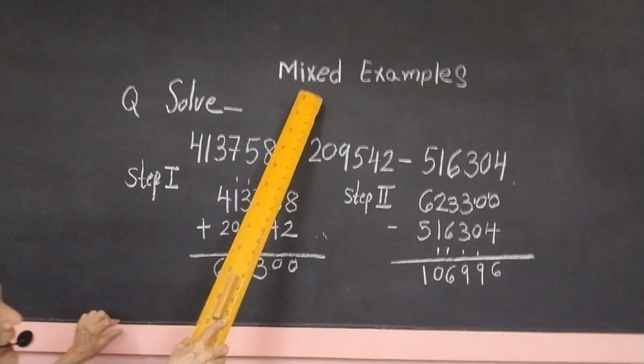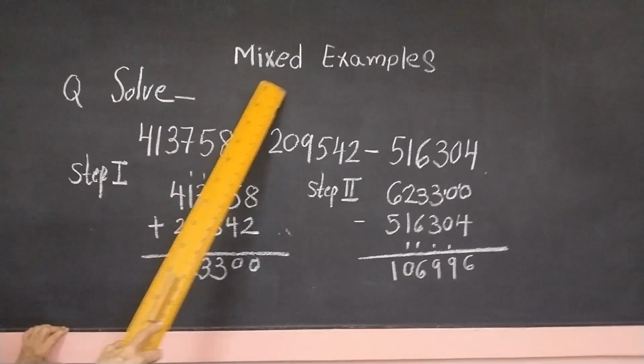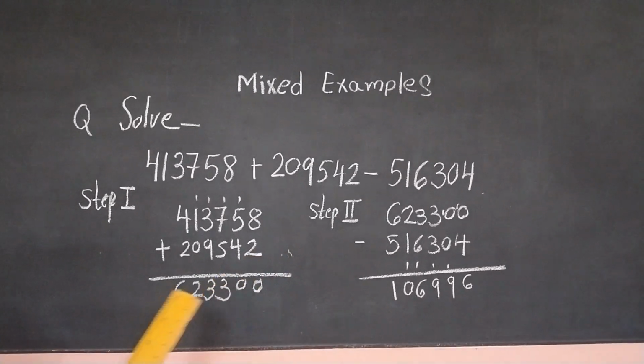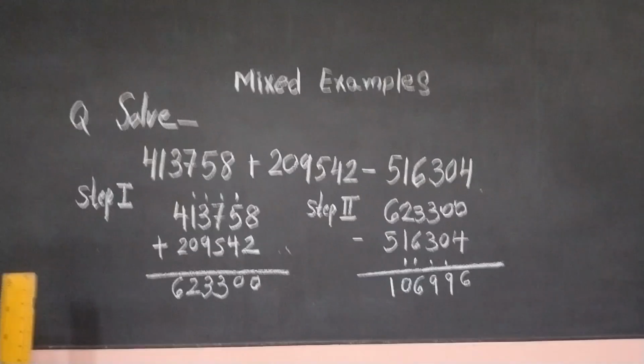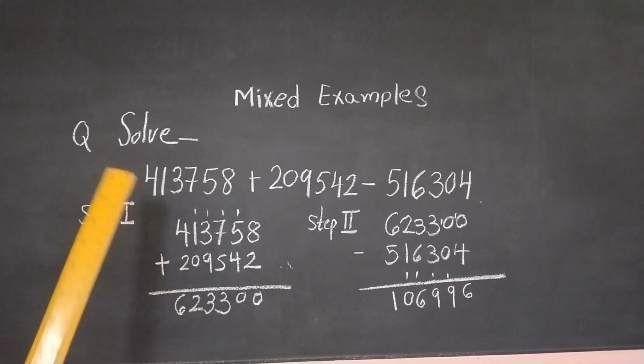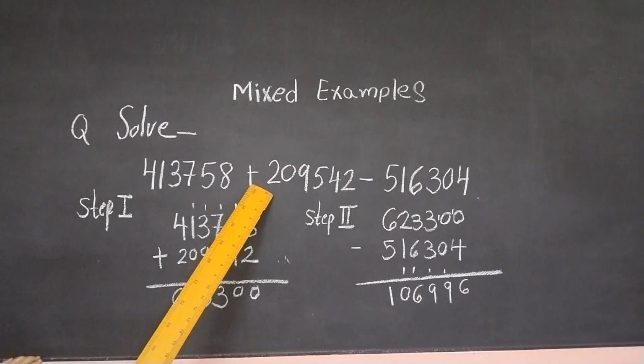We are going to take mixed examples. In mixed examples, which are based on addition, subtraction, multiplication and division, two types are possible. Direct examples, as we have given on the blackboard.